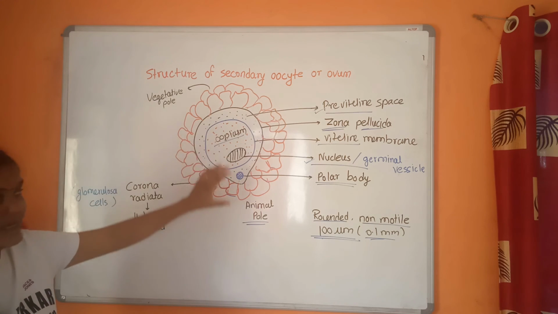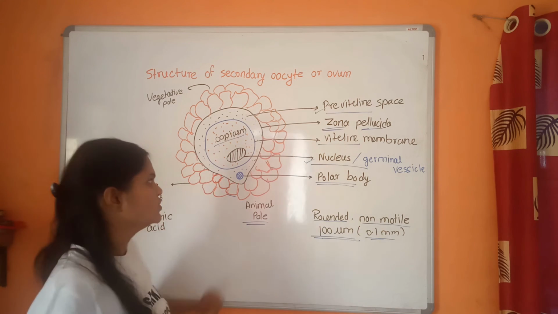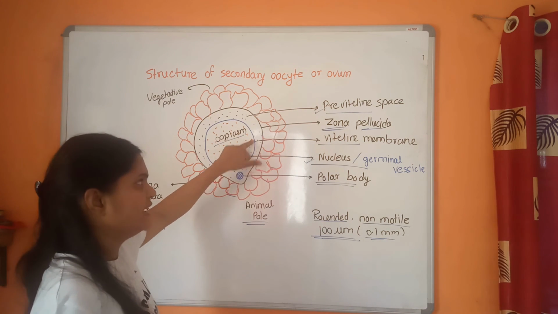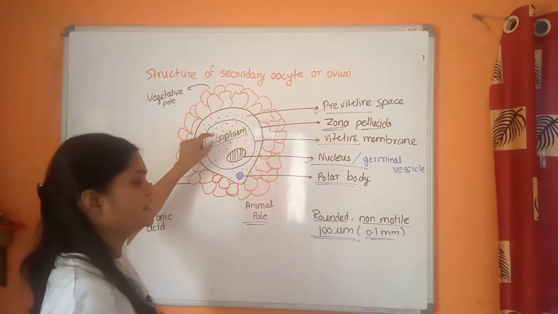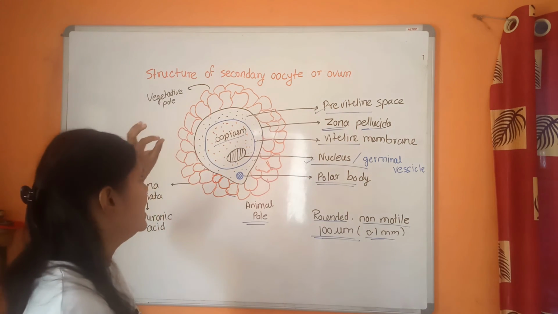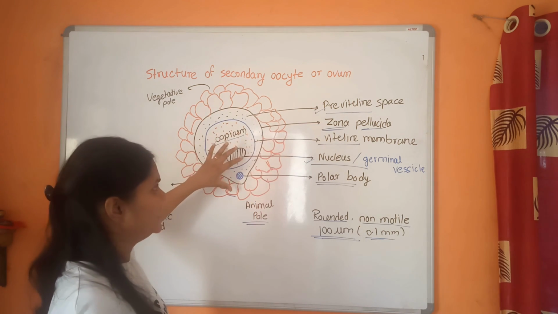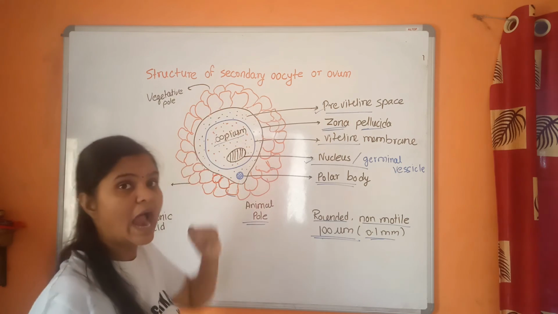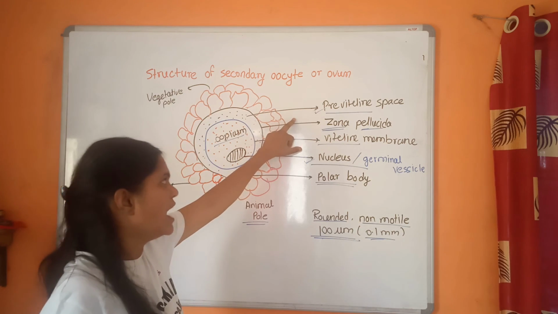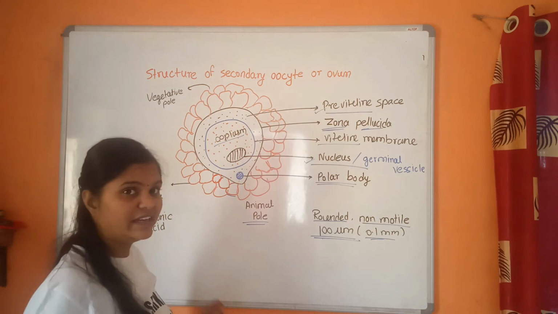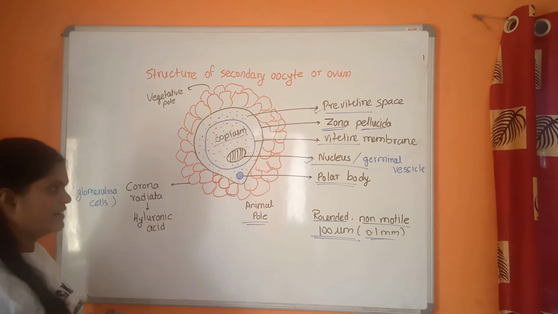So this is the secondary oocyte which is released after meiosis 1. The first layer is called the vitelline membrane. The vitelline membrane contains the nucleus and cytoplasm, that is ooplasm. The second layer is called the zona pellucida, and the space between the vitelline membrane and the zona pellucida is called the perivitelline space. And what is present in that perivitelline space? The first polar body is present there.